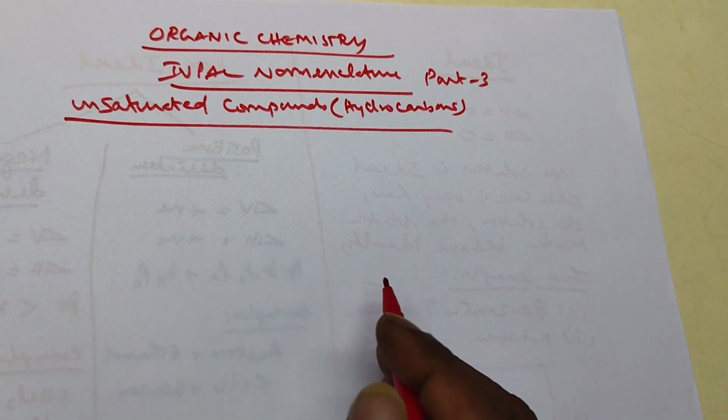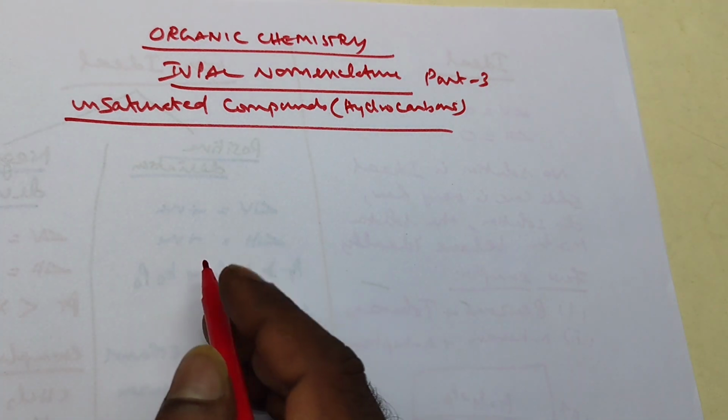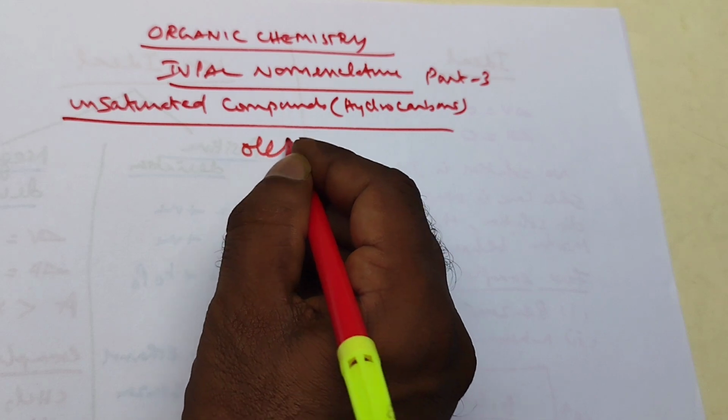In the unsaturated compounds, the last class we discussed the saturated hydrocarbons. Now this class we are going to discuss unsaturated hydrocarbons. Normally the unsaturated hydrocarbons we can call olefins.